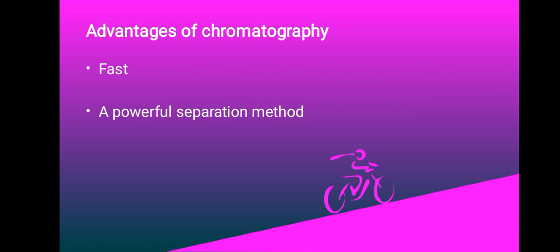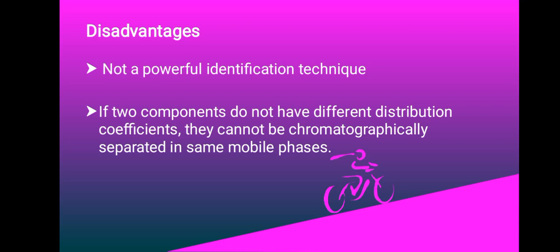I'm going to look at advantages of chromatography. It is a fast, quick and versatile process which can be carried out in the field. It's also a powerful separation technique. This is for chromatography in general, without getting into any category. And the disadvantages are, it's not a powerful identification technique because it doesn't provide a molecular identification. Also, if two components do not have different distribution coefficients, they cannot be chromatographically separated in some mobile phases.